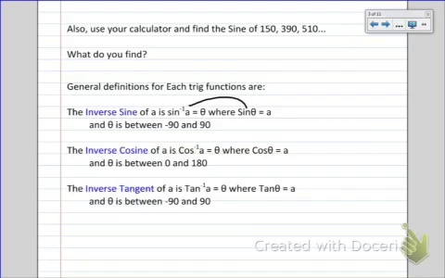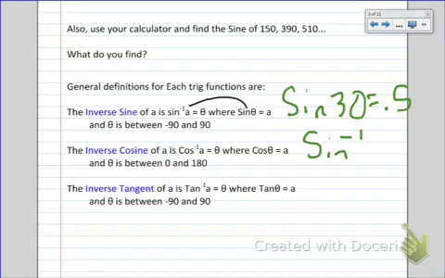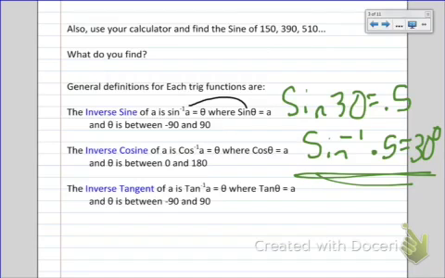So let's say the sine of 30 degrees equals 0.5. Okay, sine of 30 is 0.5. Well, then what that means is if I was to take the inverse sine of 0.5, I would get 30 degrees. So I can use the inverse to find my degrees. That's basically what this is saying.